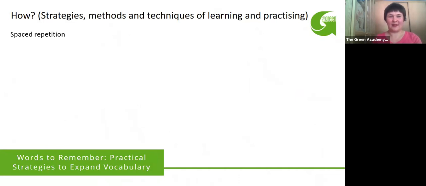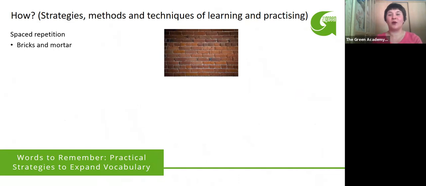And here we're going to talk about something called spaced repetition, how you can organize your learning. Bricks and mortar. Here we're going to talk about a wall. So this wall consists of bricks, it consists of mortar. And they say, psychologists, actually researchers, neuroscientists, they say that it's a very good metaphor to describe how our memory works.